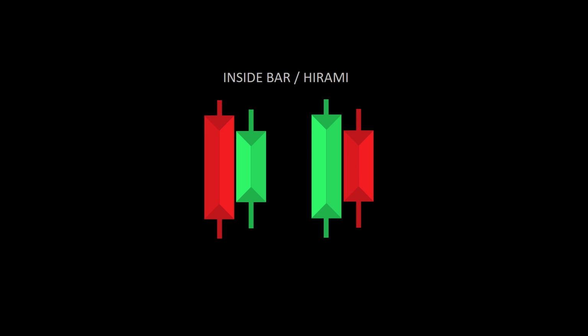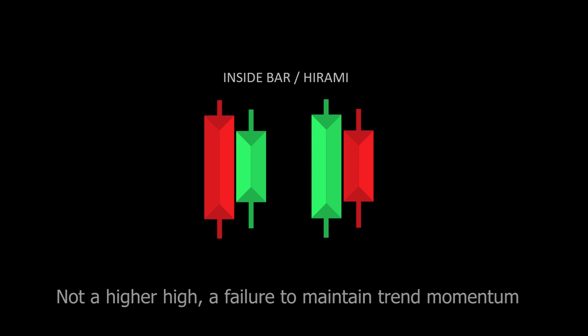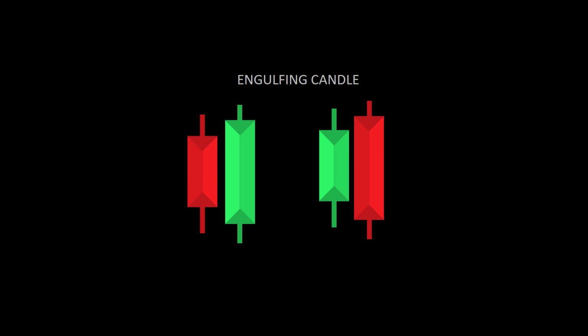The inside bar, momentum loss candle, also known as a harami. This is when the recent candle is completely inside of the previous candle's body, indicating a momentum loss due to a failure to make a higher high. A momentum or engulfing candlestick is a momentum gain. This is when the recent candle engulfs the previous candle's body. It shows a gain of momentum.